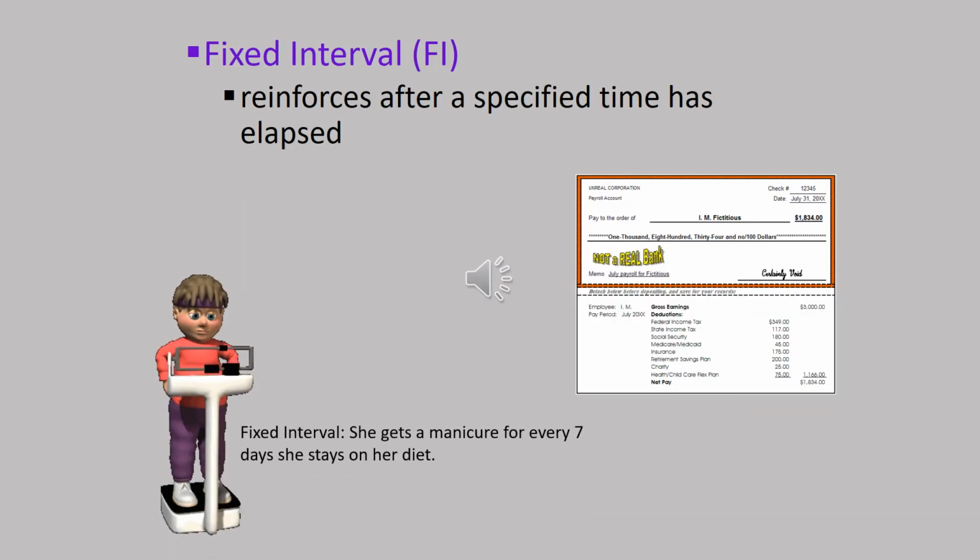The second type of reinforcement is a fixed interval, meaning a set or specified amount of time. A great example here would be a biweekly paycheck. You get paid every other Wednesday. So that is a set amount of time passing. Another example at the bottom, a woman gets a manicure for every 7 days she is on her diet, because days would be time instead of pounds, which was numbers from the previous slide.